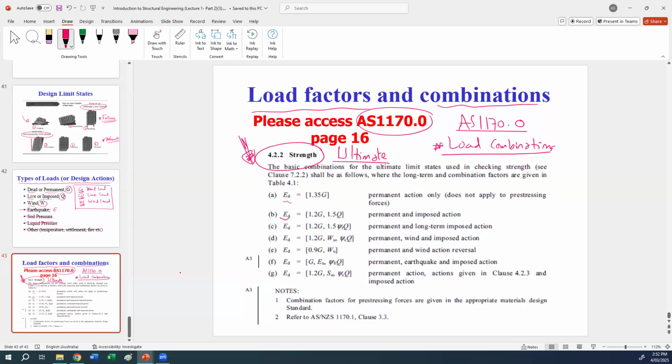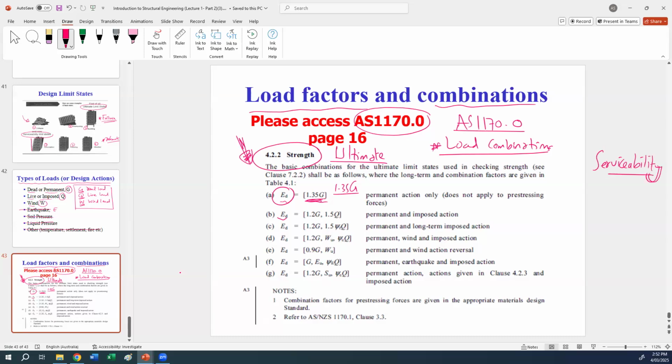Here, for example, the first load combination is 1.35 G. If you have a load combination for only dead load, your load will be 1.35 G. This is for ultimate. For serviceability, to show the difference, it is G only. So for serviceability G, for ultimate 1.35 G.